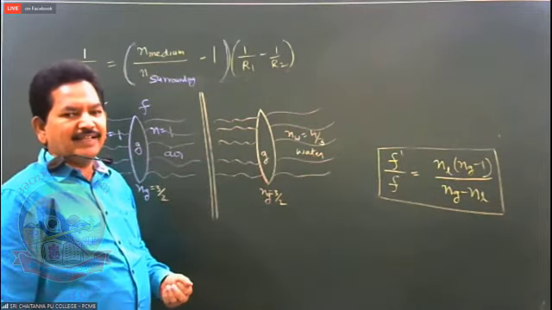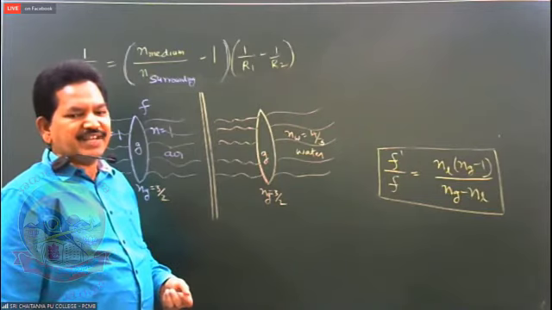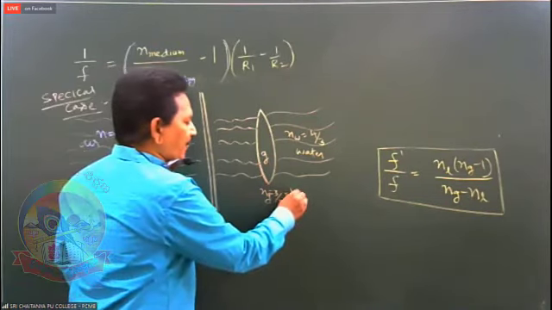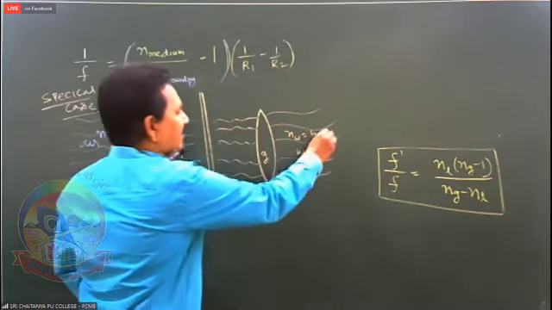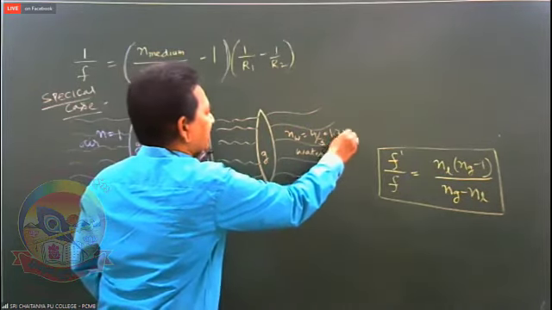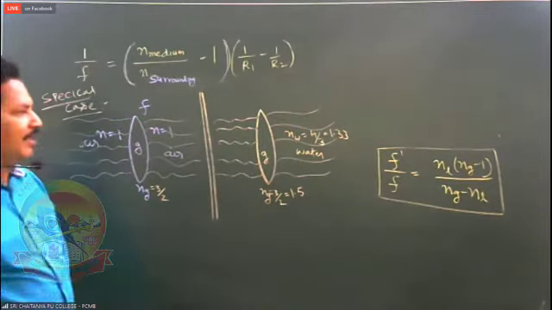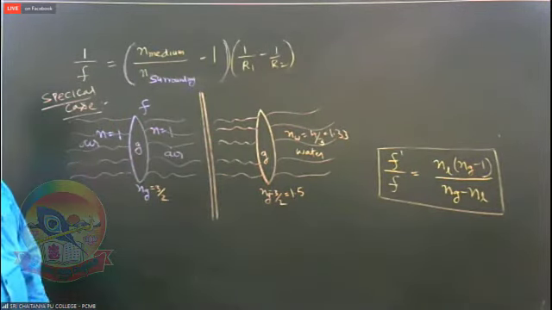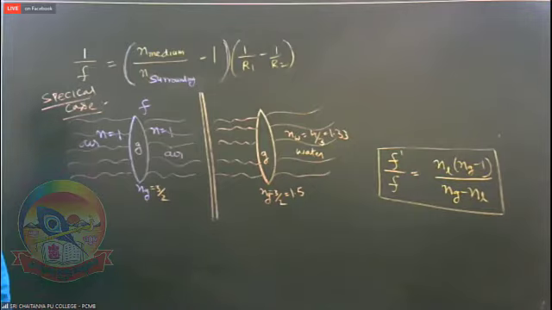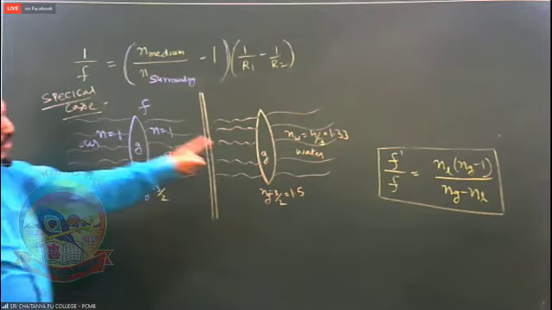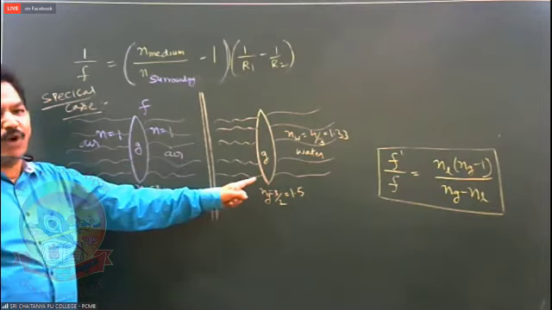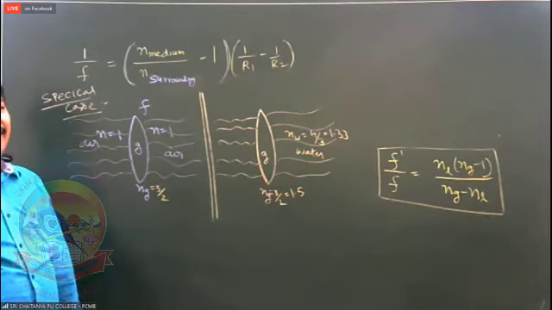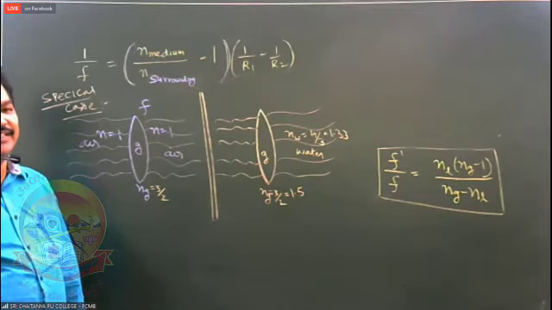Directly now we can tell whether the nature of the lens changes or not. 3 by 2 means 1.5, and 4 by 3 means 1.33. So Ng is greater than NL. The nature of the lens will not change. The convex lens will also behave as a convex lens in water.